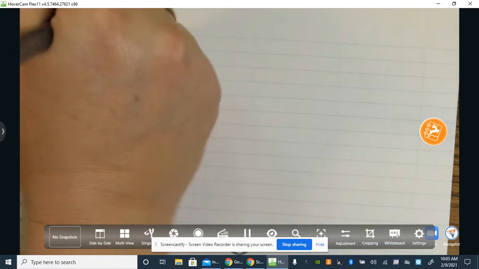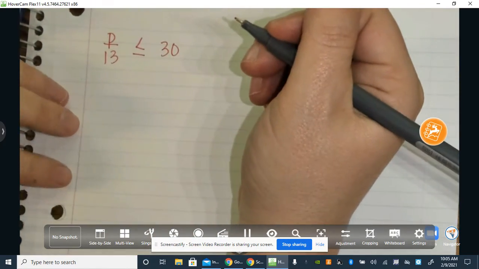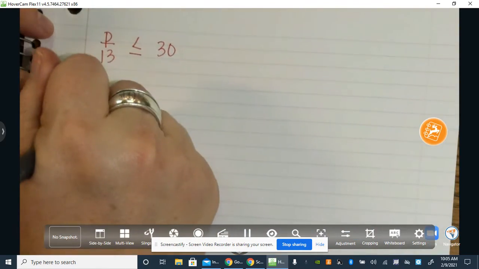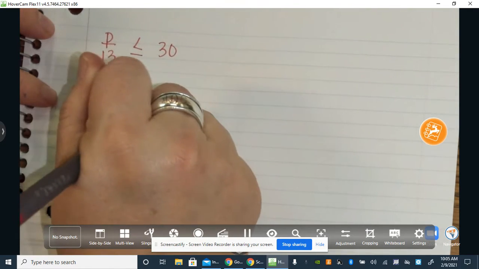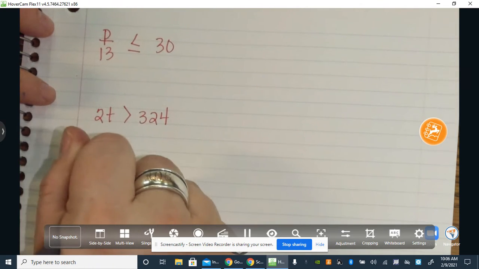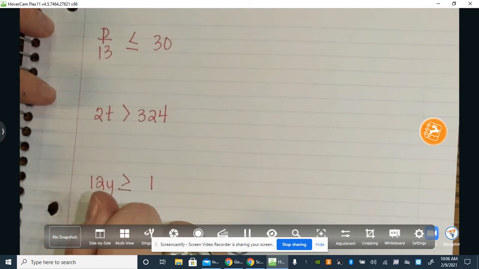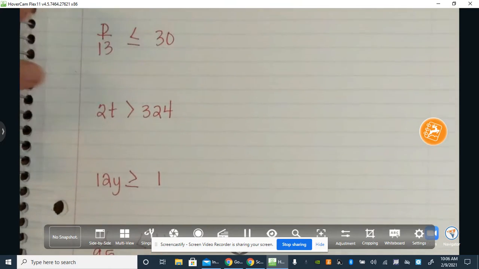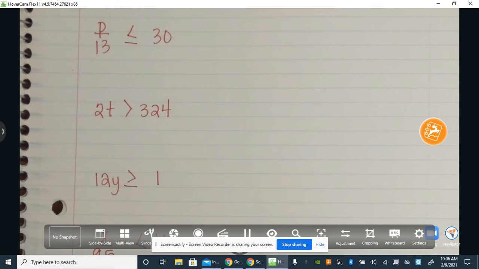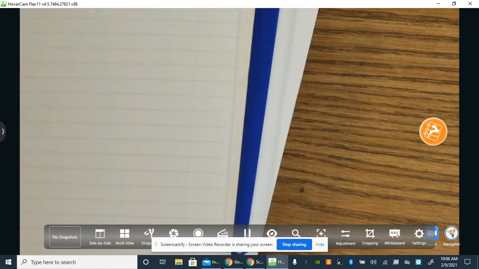So I have P divided by 13 is greater than or equal to 30. Okay, I'm just going to write them out going ahead. 2t is greater than 324. 12y is greater than or equal to 1. And x divided by 9.5 is less than 11. Okay, so I went ahead and wrote them out from the previous page so that we can have some space to show our work and to graph.